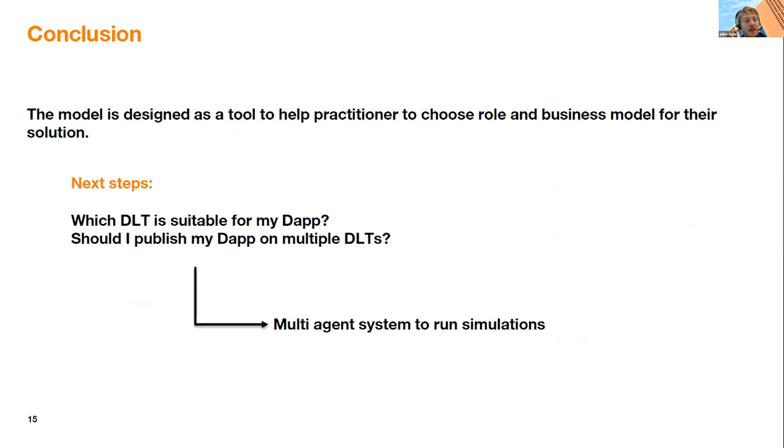In conclusion, this model will be used as a tool for a practitioner who wants to choose a role and a business model for the solution. And we are currently trying to implement it inside a simulation using multi-agent systems in order to ask two simple questions. These two questions are: which DLT is suitable for my DApp? Because of course, if you publish on multiple chains, you will have costs associated with it, and we want to measure if this cost is superior to the profit, to the benefits you will have with your application.